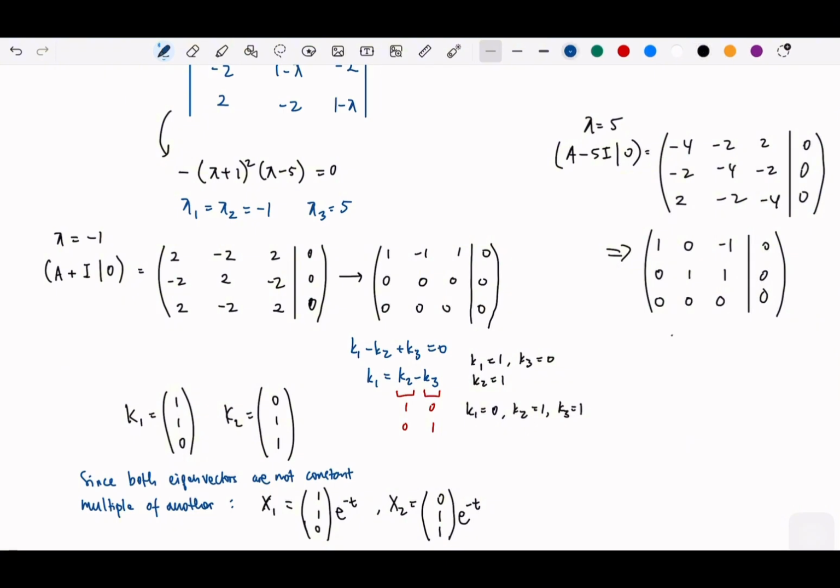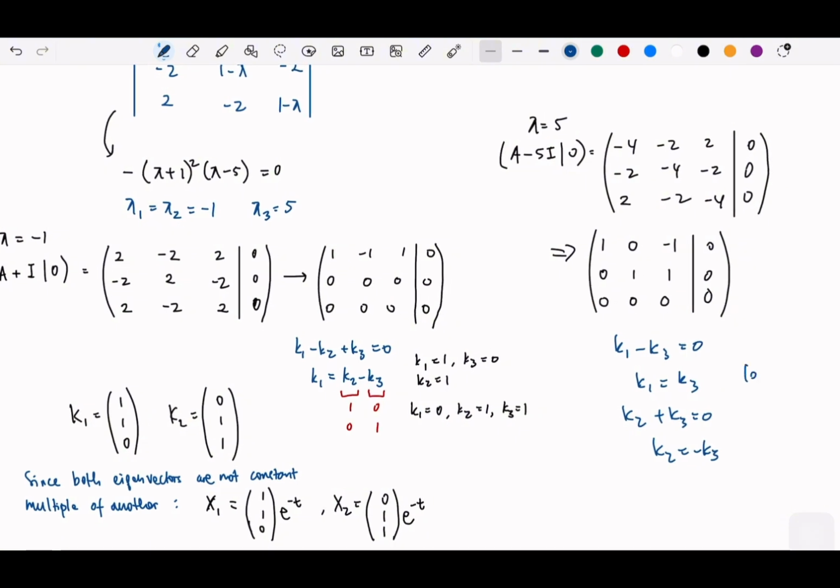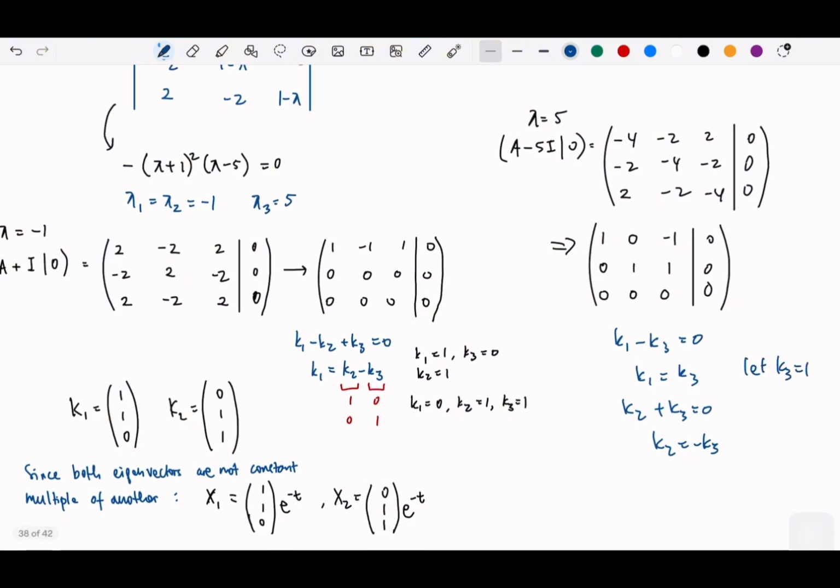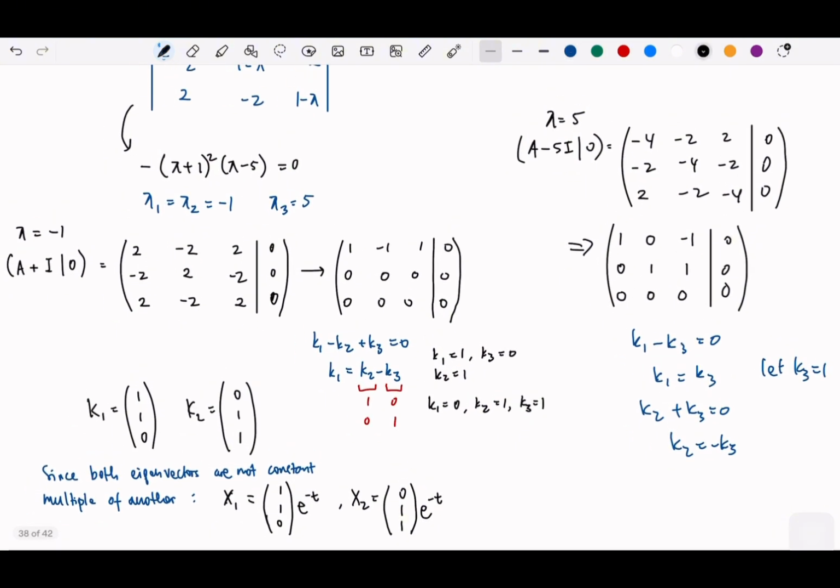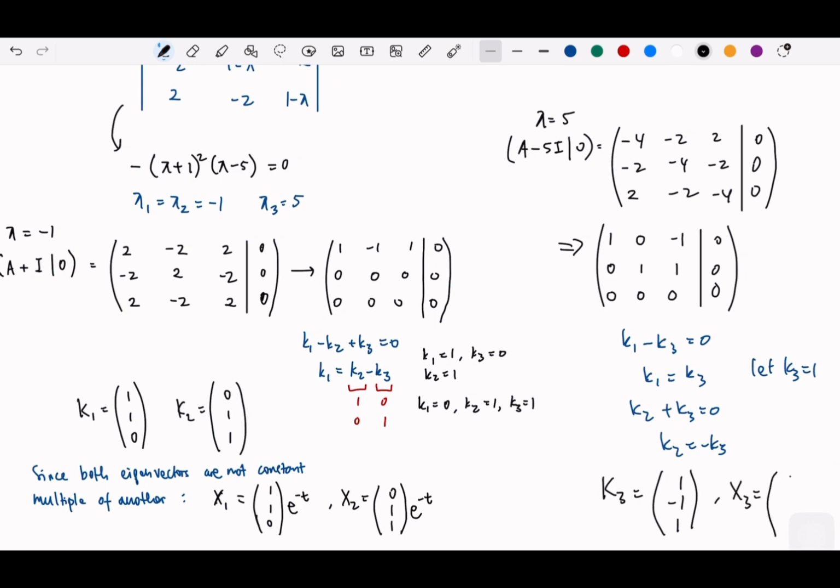After some row operations, it implies k1 minus k3 equals 0, or k1 is equal to k3, and k2 plus k3 is equal to 0, so k2 is minus k3. Let k3 equal 1, and we get k1 and k2, so we can write the eigenvector as 1, negative 1, 1. So x3 is 1, negative 1, 1 times e to the 5t.